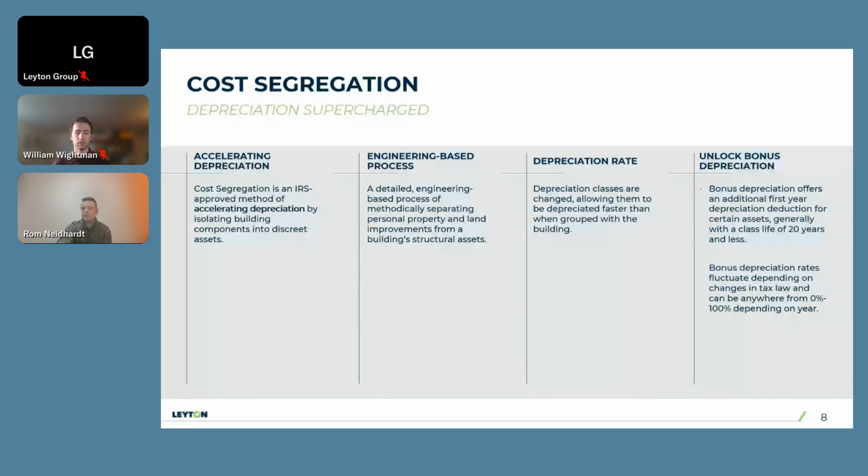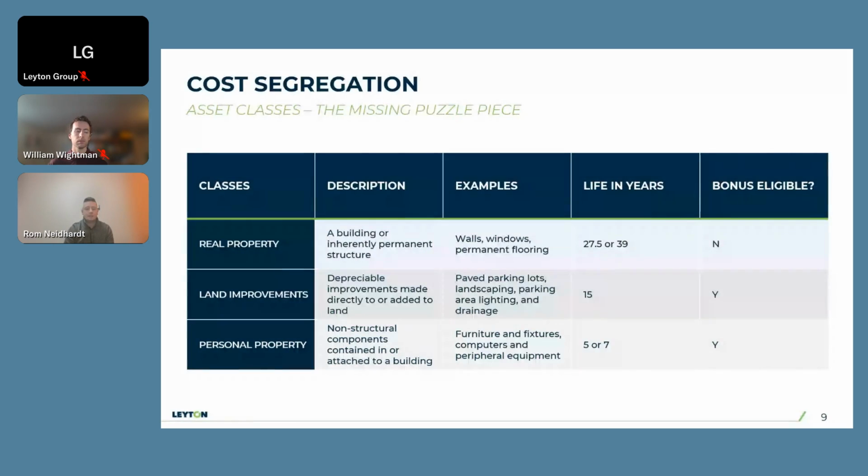So let's talk about those asset classes, right? The big ones that we look at primarily for cost segregation are real property, land improvements, and personal property. Real property is a building or inherently permanent structure, right? It's the category that's going to depreciate for 27 and a half or 39 years, and it's kind of the default. If you buy a building, your accountant's probably going to drop it all into that real property category and depreciate it over 27 and a half or 39 years. It's also over that 20-year threshold, right? So any real property is not bonus eligible if it's sitting at the 27 and a half or 39-year life.